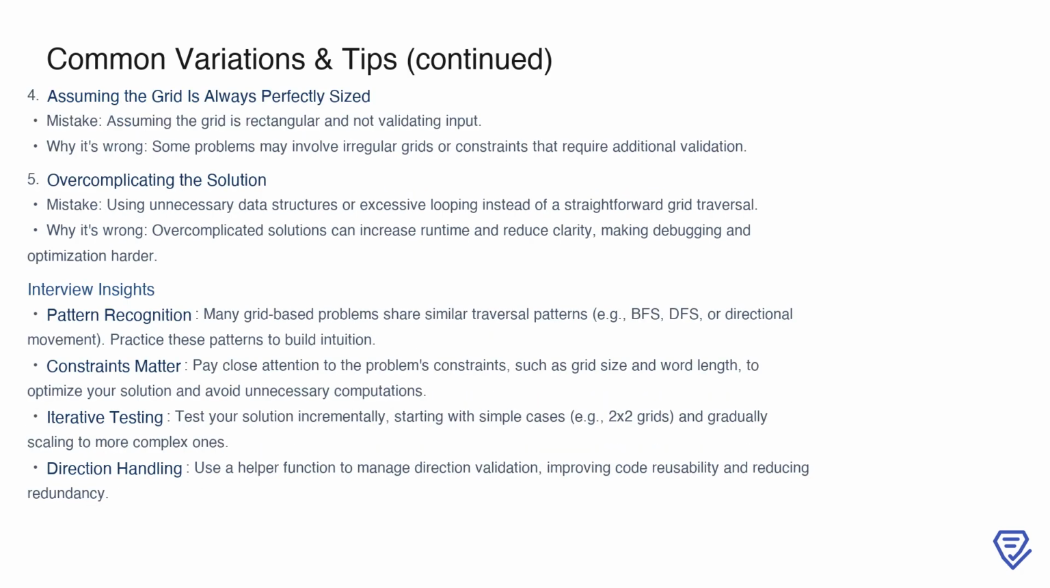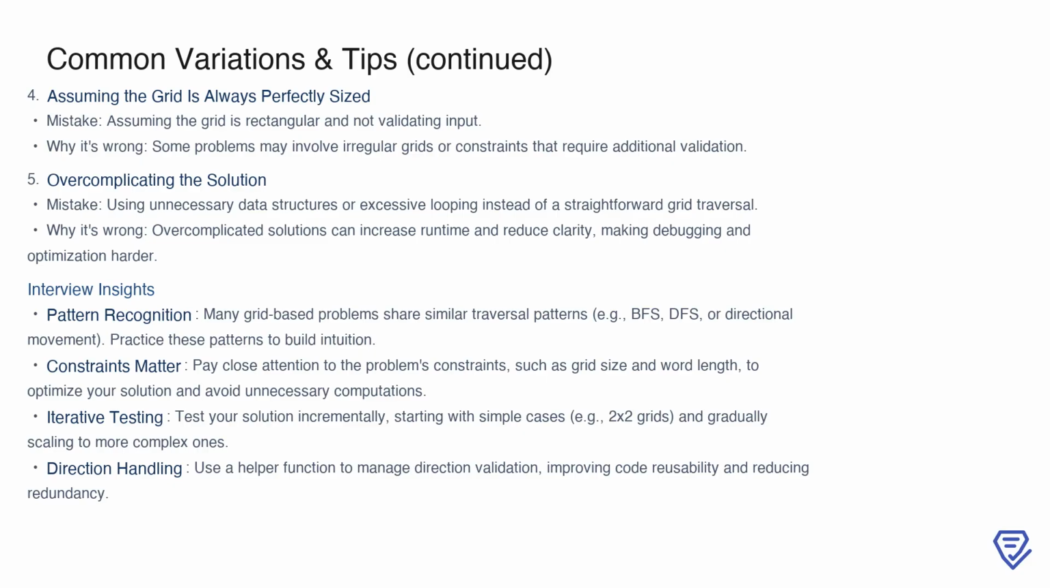Another mistake to avoid is assuming the grid is always perfectly sized. While many examples use rectangular grids, some problems may involve irregularly shaped grids or additional constraints, making input validation crucial. A common error is neglecting to account for these variations. Additionally, overcomplicating your solution can create more problems than it solves. Using excessive data structures or unnecessary loops can make your code harder to debug and slower to execute. Instead, aim for a straightforward approach that focuses on efficient grid traversal.